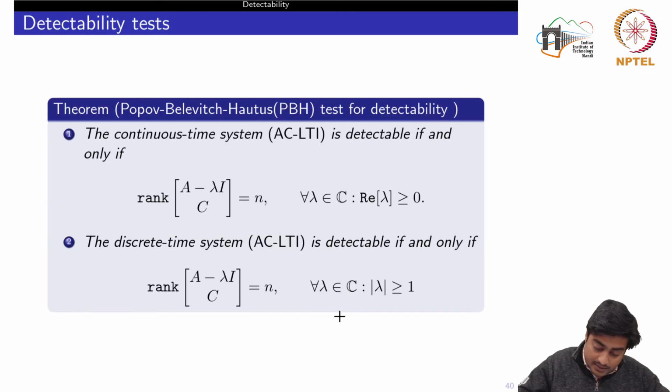So for the PBH test, the rank conditions would remain the same. The only difference is where we are taking the real part of the eigenvalues. So there we had, for all lambdas belonging to the complex set of numbers, but here we would consider only those lambdas which have real part greater than or equal to 0. Okay. Similarly, the magnitude of this lambda, which is an eigenvalue, greater than or equal to 1. This is just a simplification of the eigenvector test, okay, which is labeled as the PBH test.